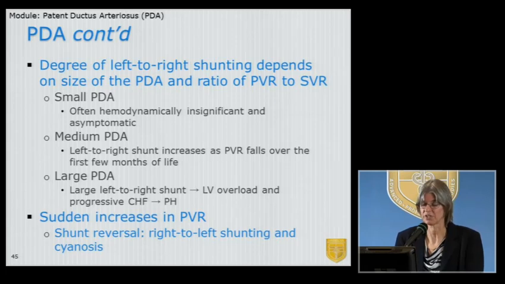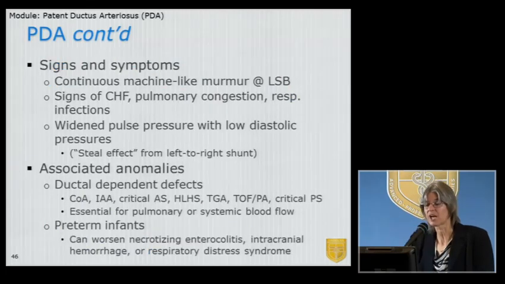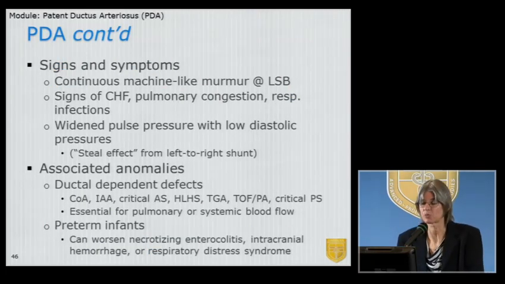So sudden increases in your PVR can reverse your shunt once again, and you can be significantly cyanotic. How do you diagnose it? The continuous machine-like murmur at the left sternal border, signs of congestive heart failure, and the widened pulse pressure with low diastolic pressure. That's the steal effect.